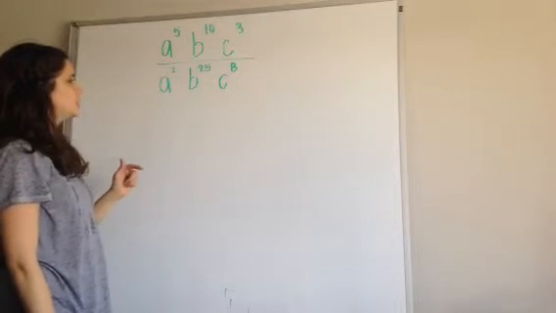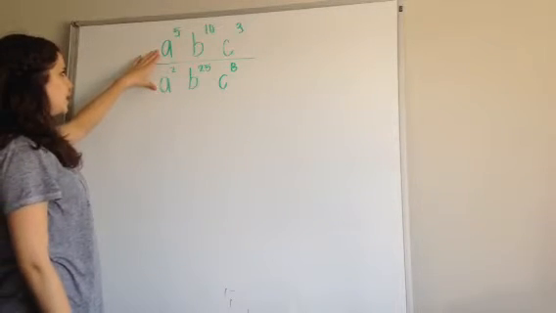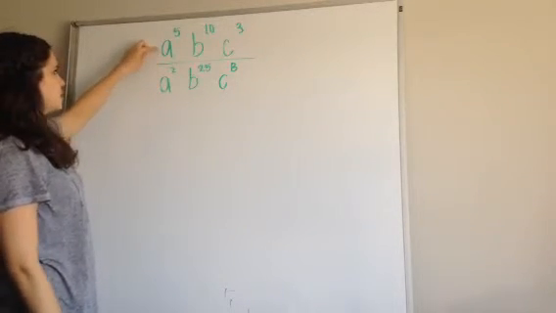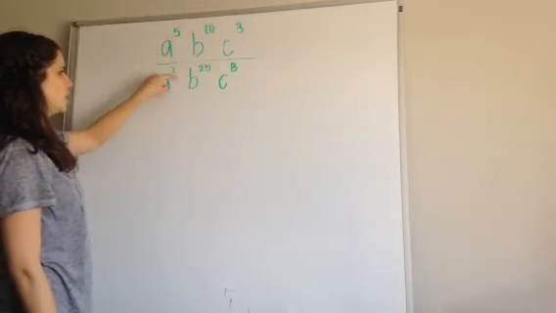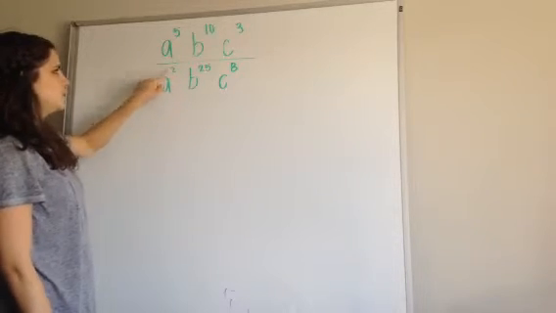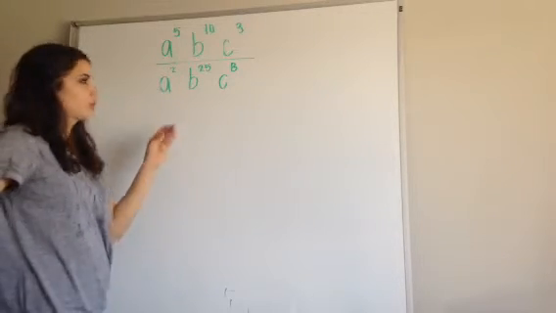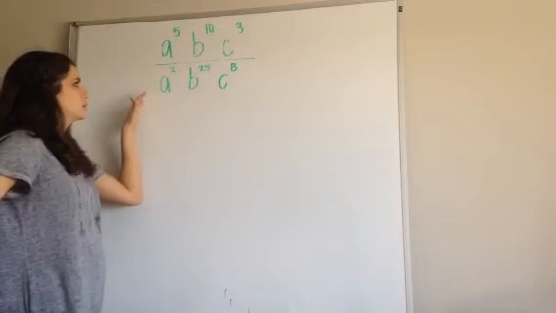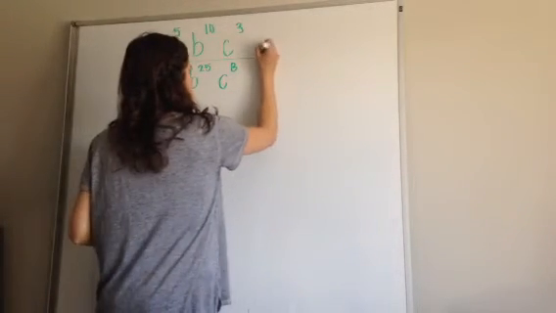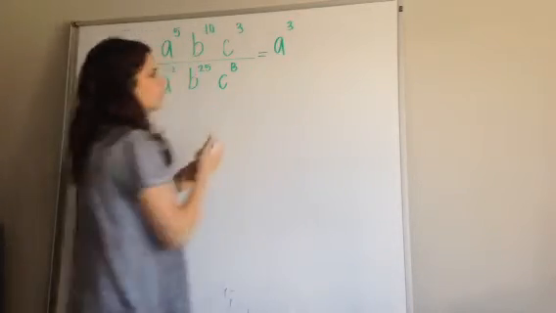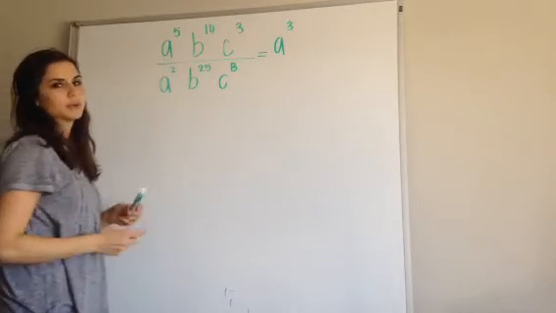Okay, so right here we do have A to the 5th over A to the 2nd. So we have to look at just the A's, and we're going to see which one has a bigger exponent. So this one has a bigger exponent, so we're going to do 5 minus 2. And 5 minus 2 is 3. So we're going to have A to the 3rd, and we have to decide, are we going to put A to the 3rd on top or on bottom? So we're going to put it on top, A to the 3rd. And we're going to put it on top because 5 is bigger than 2. So we put it where the bigger exponent was.